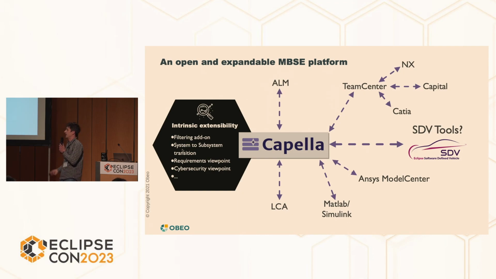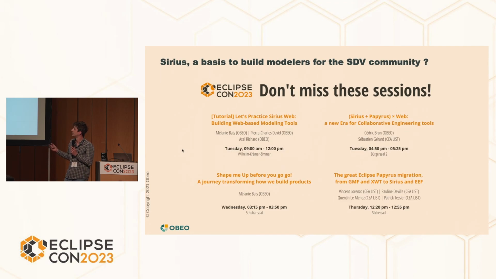So you see ANSYS Model Center, MATLAB, Team Center, OSLC-based ALM tools, that kind of thing. Besides that, Capella relies on a modeling technology that is more general, called Sirius. It's a tool that makes it possible to build your own metamodel, your own semantic, and then rely on that to build your own models, so you can really easily build custom modeling tools. It's the technology on which Capella relies.